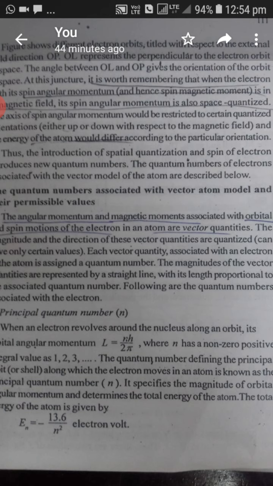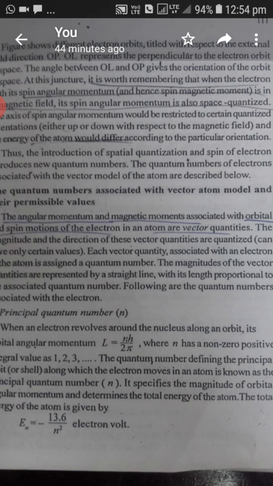This corresponds to shell. That is n equal to 1 corresponds to K shell. Then n equal to 2 corresponds to L shell. n equal to 3 corresponds to M shell. Then n equal to 4 corresponds to N shell. The number of electrons in each shell is limited by 2n square.